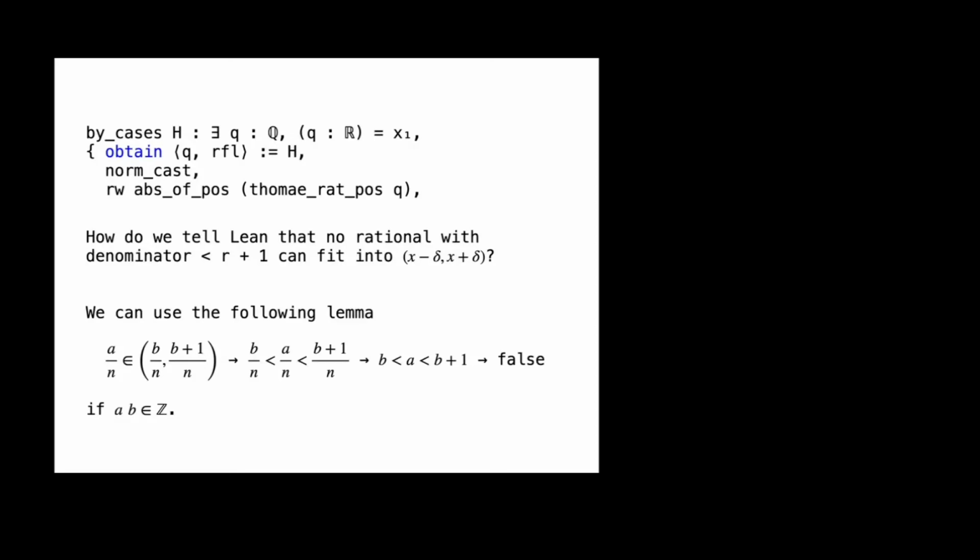So if you imagine an open interval such that both the endpoints are rationals with the same denominator, and their numerators differ by exactly 1, then it can be shown that no rational with the same denominator, regardless of numerator, could fit inside the interval. And this is true because if it did, this would imply that there was a distinct integer between two consecutive integers, if a and b are integers.